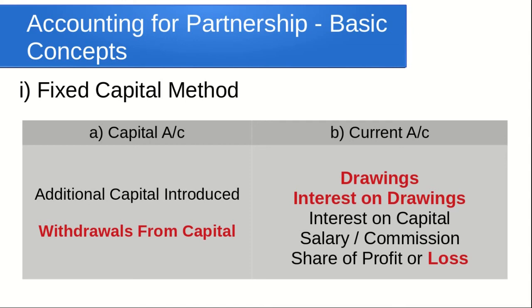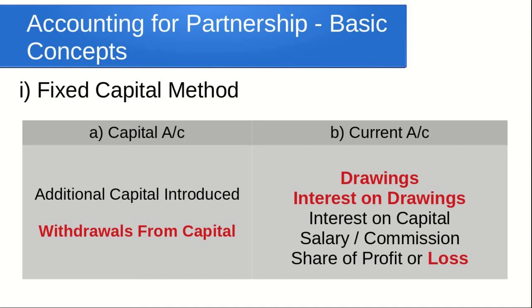Listen. In a capital account, what are the transactions you will record? You will record only two transactions, and those two are very rare transactions. They will not occur regularly. Whenever additional capital is introduced, you will record it in the capital account, and whenever there is a permanent withdrawal, that we will call a withdrawal from the capital, only these two transactions will be recorded in the capital account. Since these two transactions are very rare, we say the capital account remains almost fixed. The other transactions will be recorded in a separate account called the partner's current account.